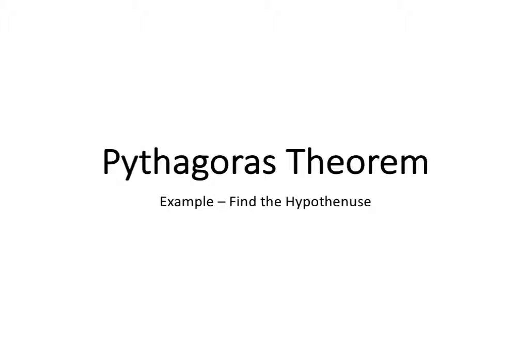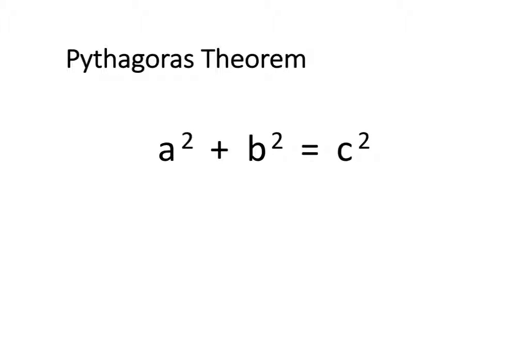In this video, we're going to have a look at how to find the hypotenuse of a right-angled triangle using Pythagoras theory. Before we have a look at our example, a quick recap. The Pythagoras theory is a squared plus b squared equals c squared, where c is the hypotenuse side of the right-angled triangle and a and b are the two smaller sides.